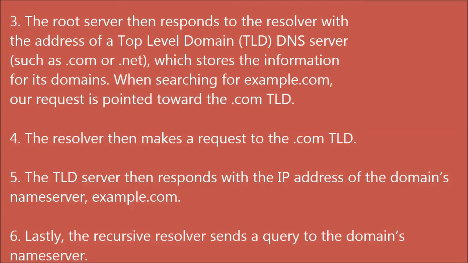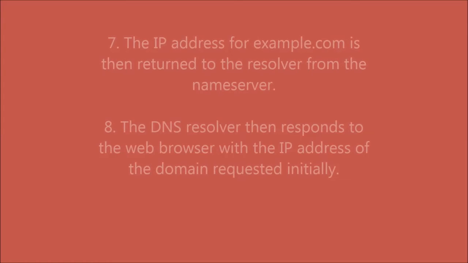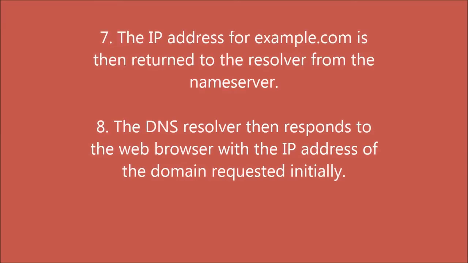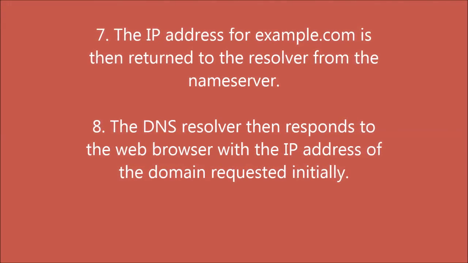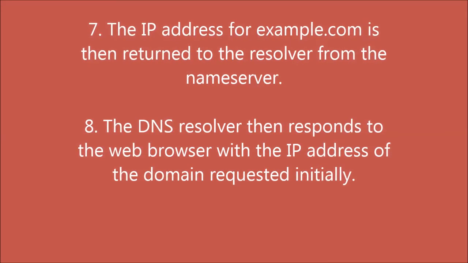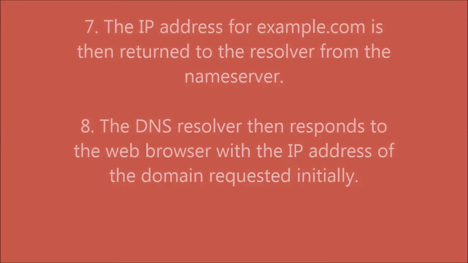Number 5. The TLD server then responds with the IP address of the domain's name server, example.com. Number 6. Lastly, the recursive resolver sends a query to the domain's name server. Number 7. The IP address for example.com is then returned to the resolver from the name server. Number 8. The DNS resolver then responds to the web browser with the IP address of the domain requested initially.